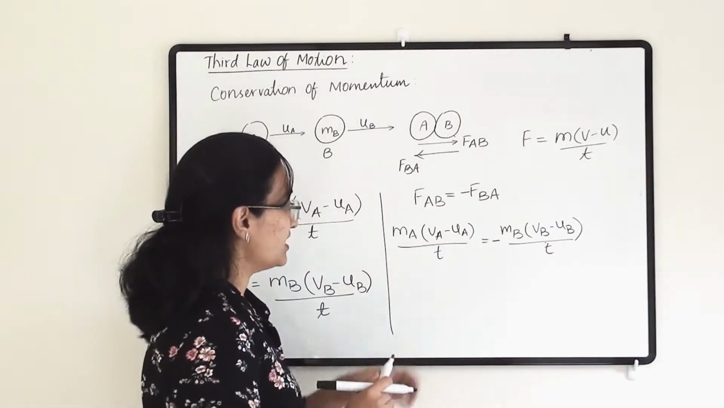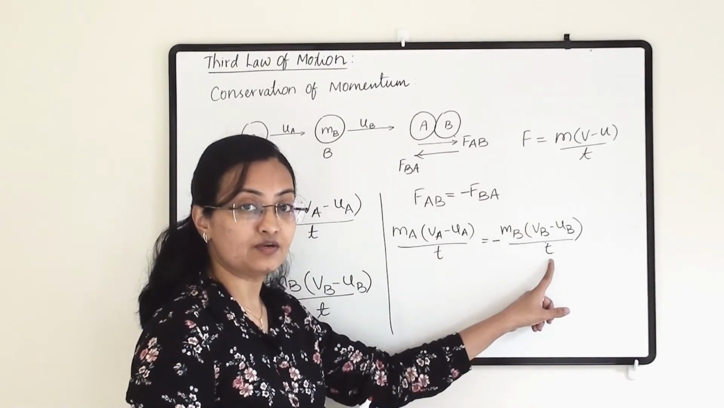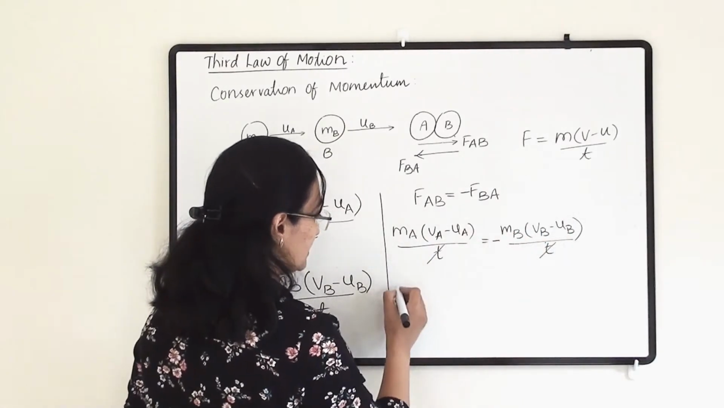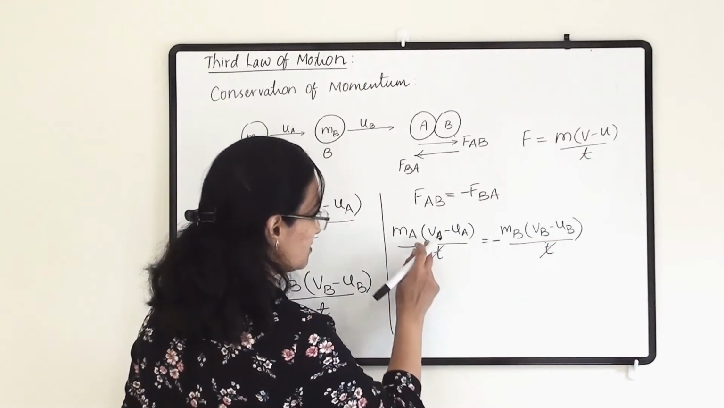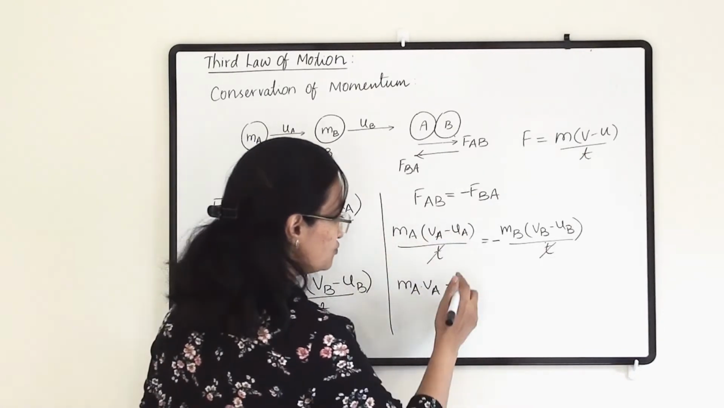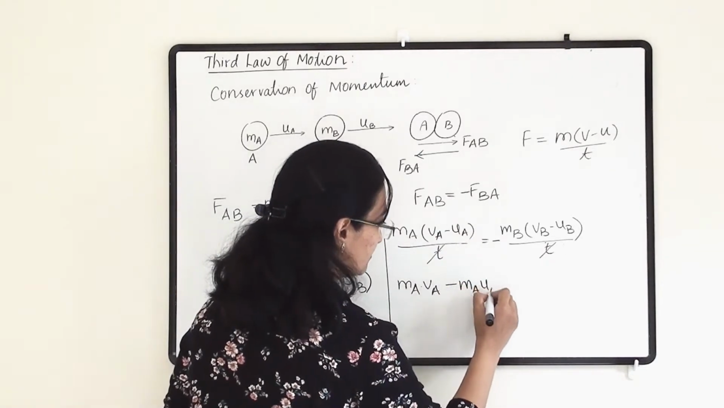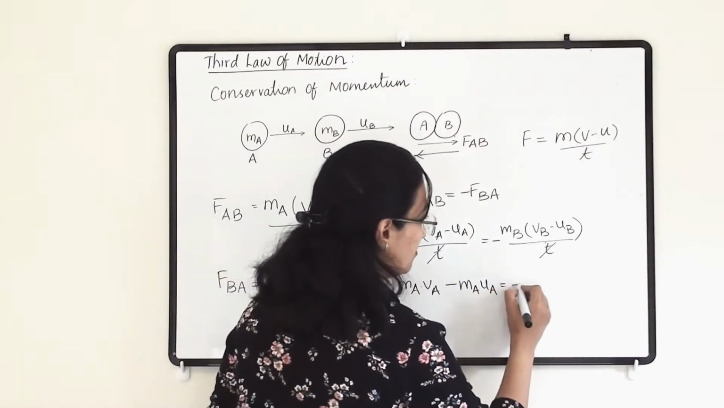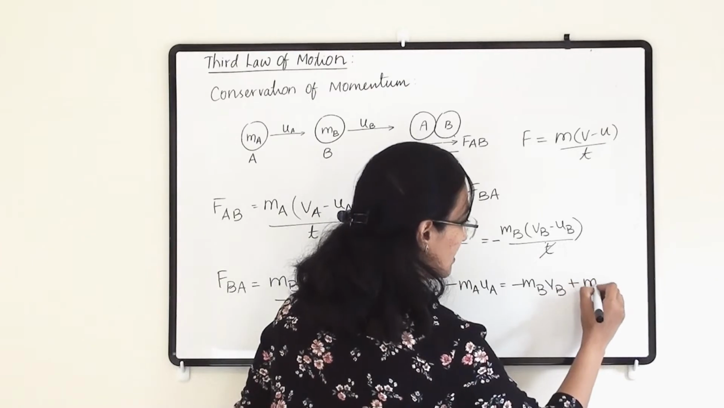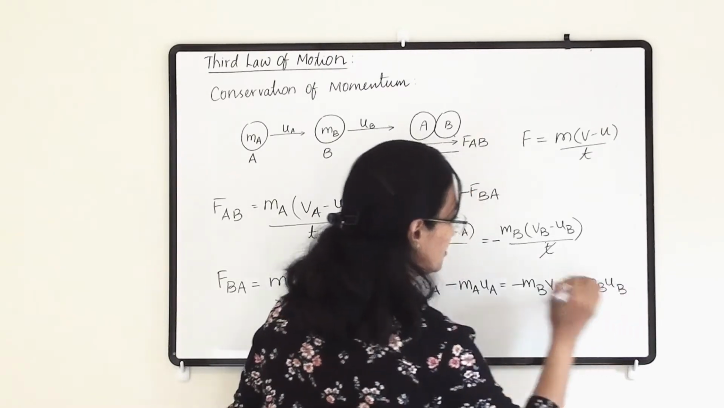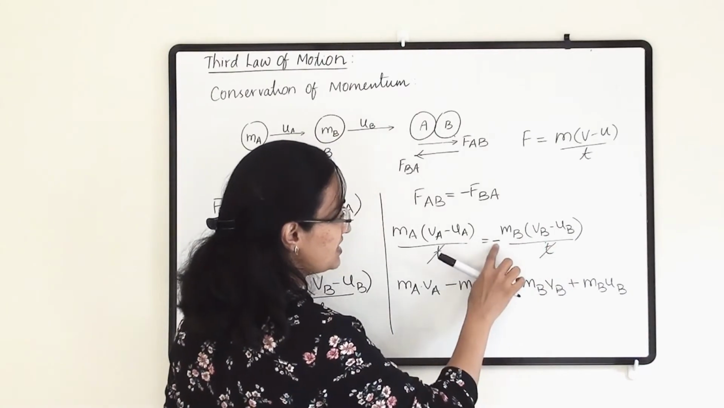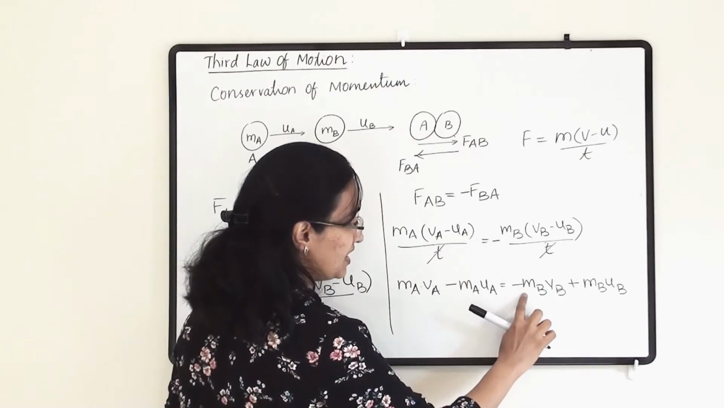Solving these two equations, and here T is same at both the sides, so we can cancel it out. Now let us solve this term. It will give us MA into VA minus MA into UA equals to minus MB into VB plus MB into UB, because this minus and this minus will become plus. So I have written here plus, but here this minus will remain here.